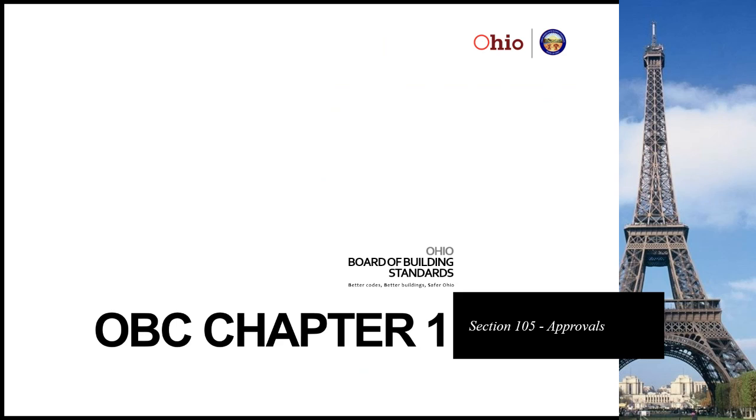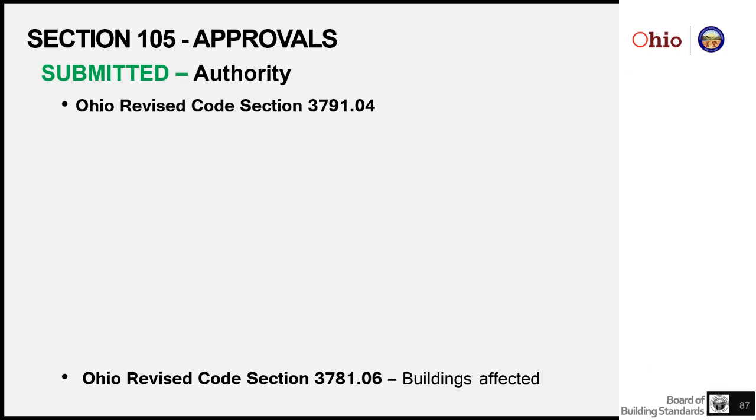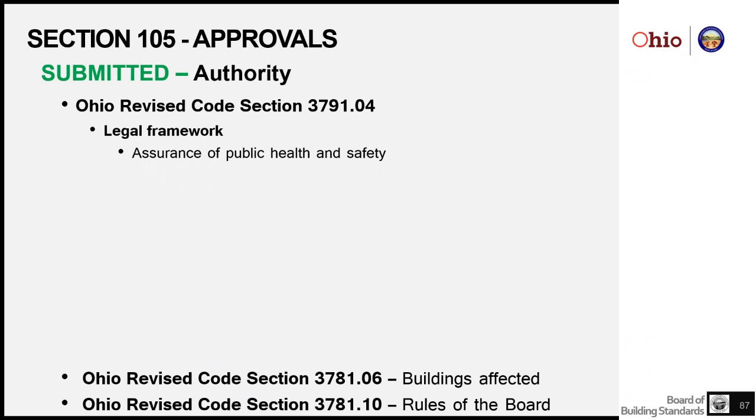Section 105 approvals. We've talked about how the revised code in section 3791.04 specifically says that an owner has to get approval for all buildings regulated under 3781.06, that they must comply with the rules of the board that is authorized in 3781.10. So that's the statutes that support enforcement of the building codes. This really creates a legal framework, and it's all about assuring public health and safety. It's about establishing minimum requirements. Again, they're minimum requirements. They can be exceeded.